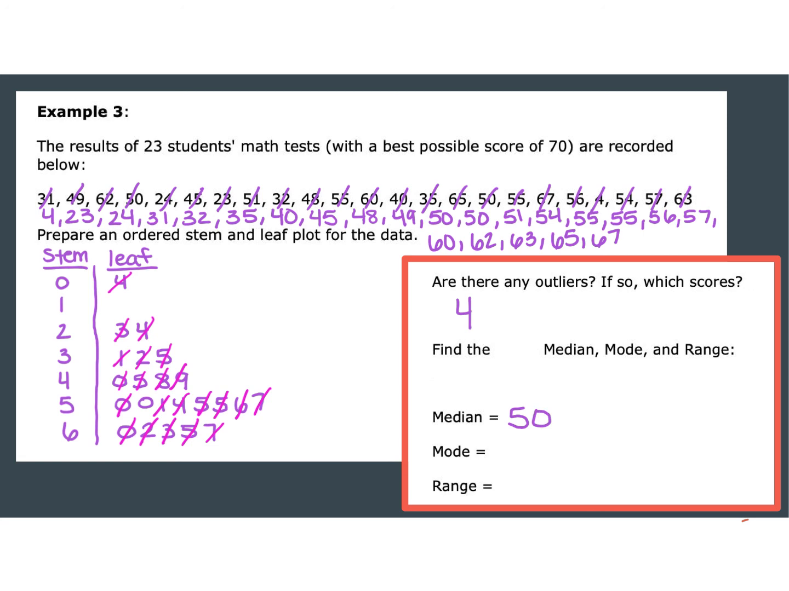To find the mode, we will look for the data value that occurs the most often in our stem and leaf graph. Both 50 and 55 occur twice in our stem and leaf graph, so both of those numbers would be the mode.